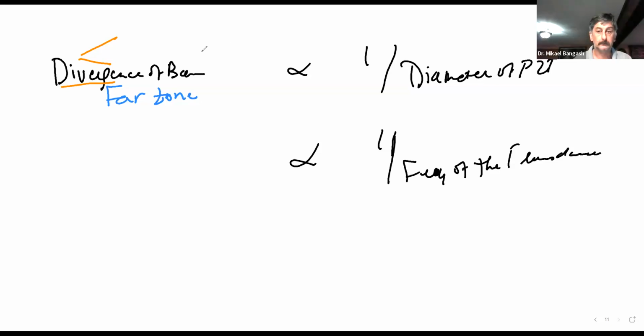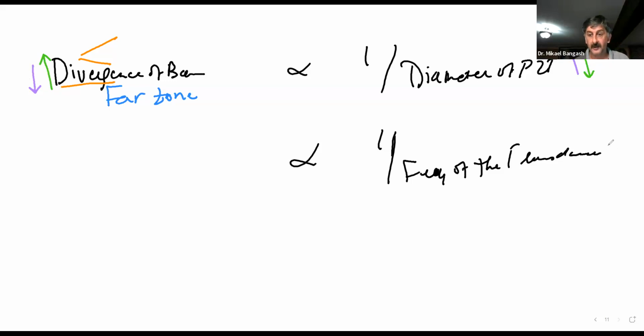Since they are inversely related, if a transducer had a bigger PCT, that would lead to a lesser divergence of the beam in the far zone, because they are inversely related. Or vice versa, if the PCT was smaller in size, that will lead to greater divergence of the beam. Did that make sense? Clear?